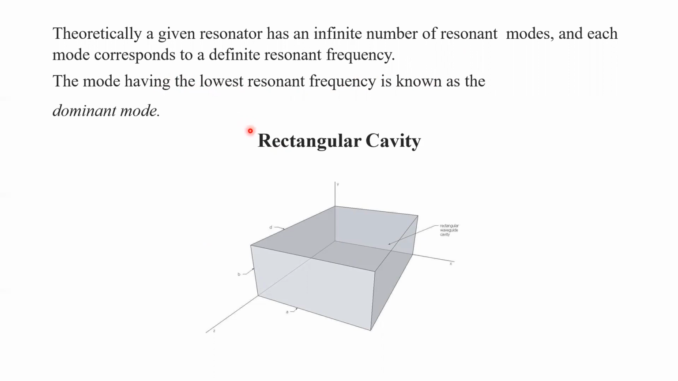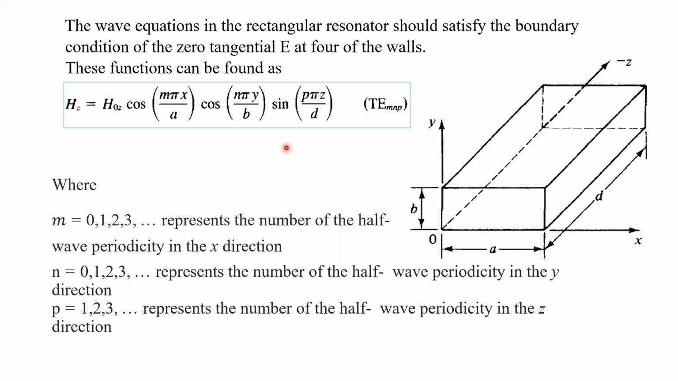We are discussing the rectangular cavity. It defines the normal rectangular cavity or cuboid. In this, A is in the X direction, B is in the Y direction, and D is in the Z direction. The wave equation in the rectangular resonator should satisfy the boundary condition of zero tangential electric field at the four walls. Here, those functions can be found as Hz.